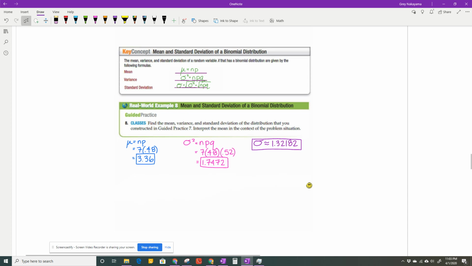So that is the end of 11.2. Please, my bad. I forgot. Interpret the mean in the context of the problem situation. Okay. So what does 3.36 mean? It means on average, 3 out of every 7, because this was the mean of my trial, 7 trials, 3 out of every 7 students took a world language their senior year.